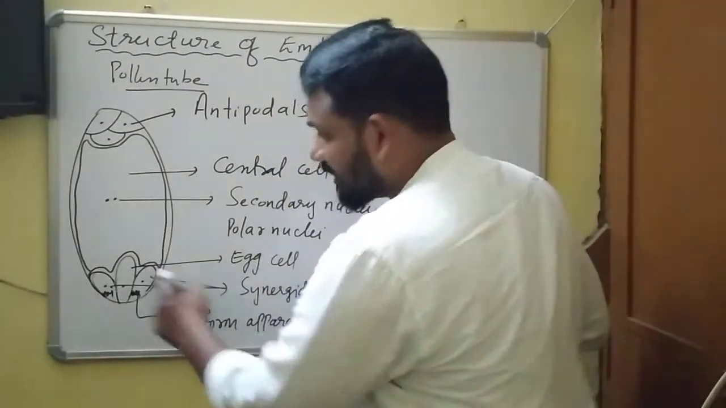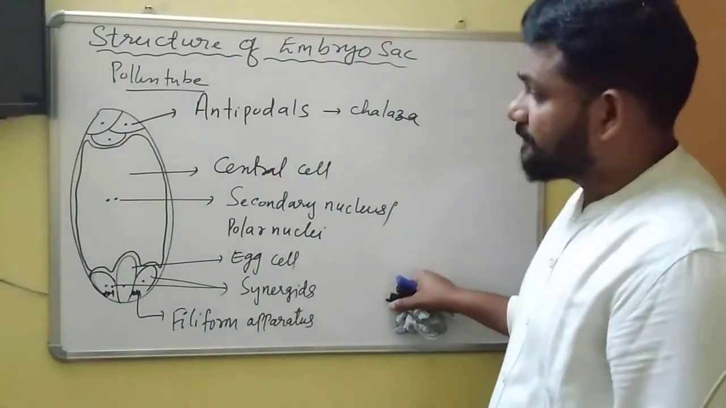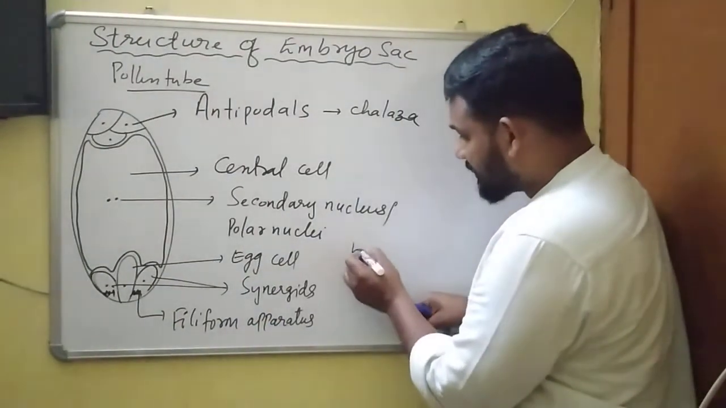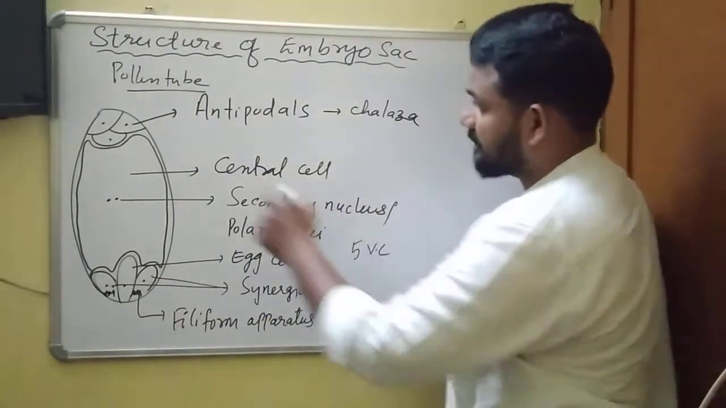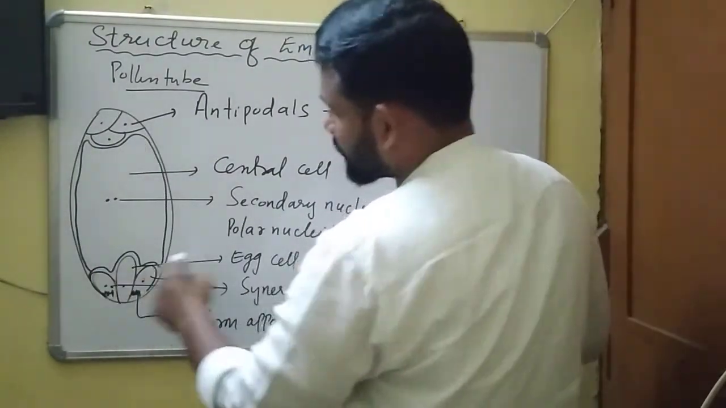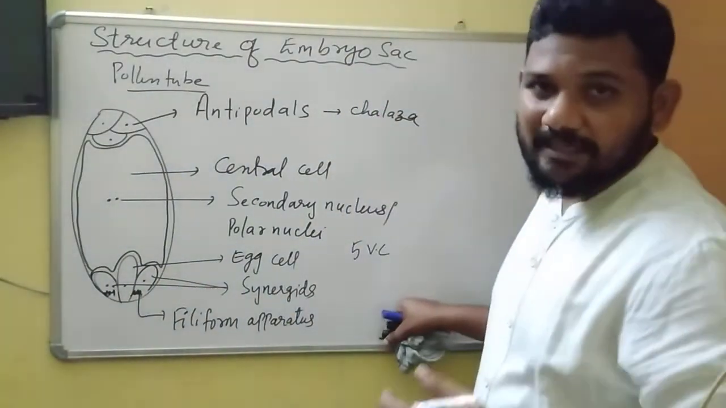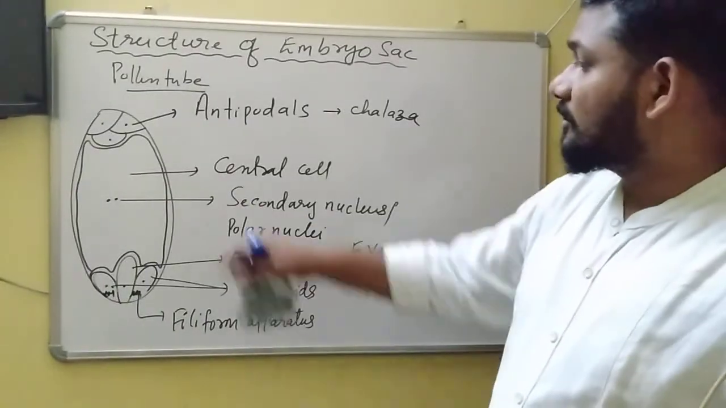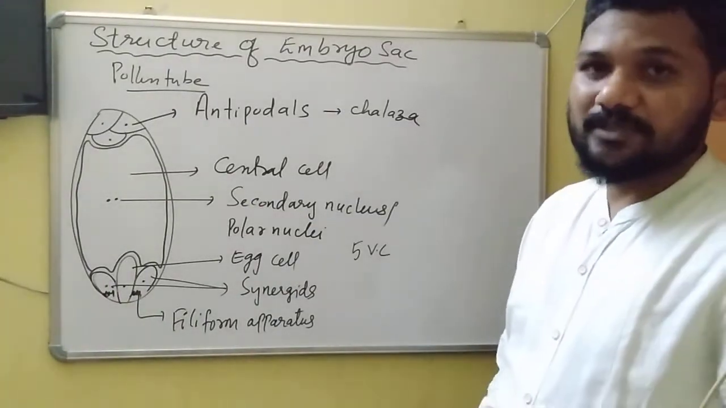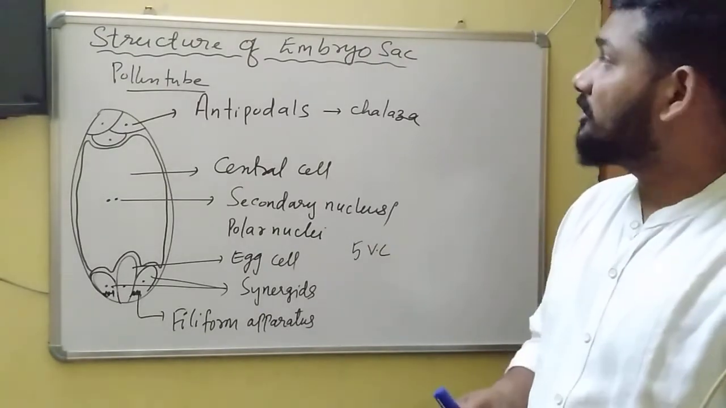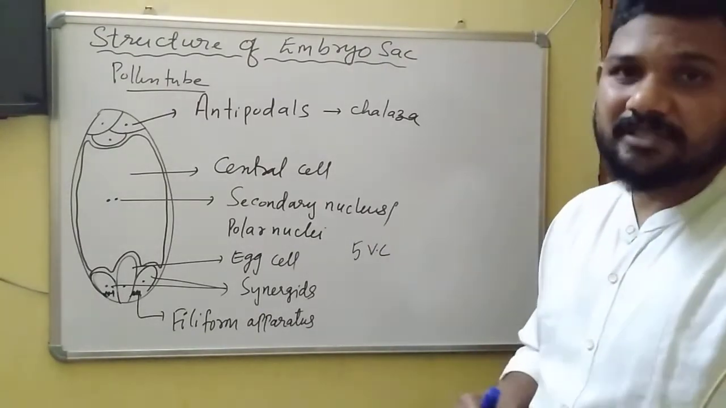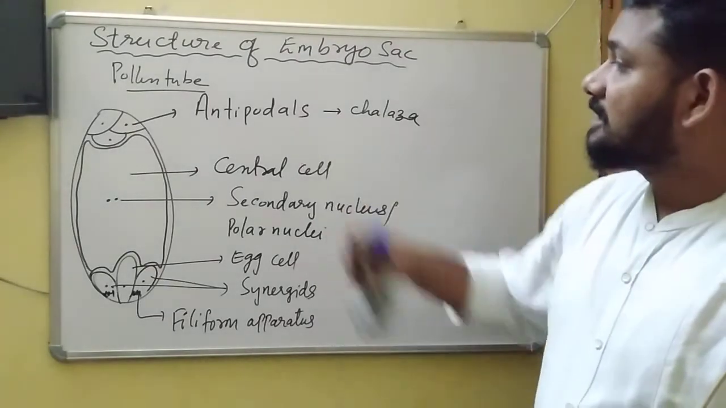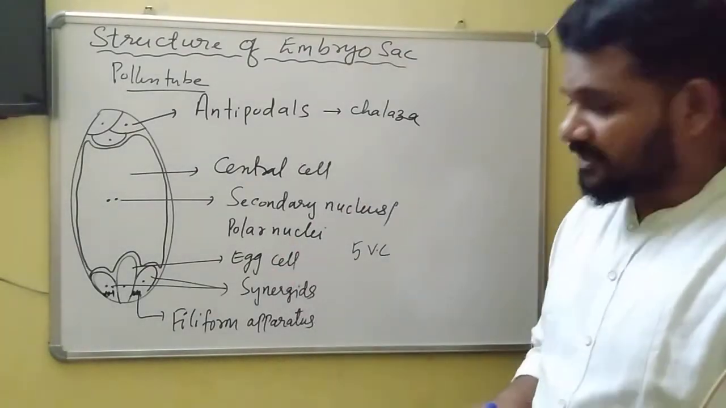These two synergids are also called vegetative cells. That means this female gametophyte has a total of 5 vegetative cells, 3 antipodals and 2 synergids, because after fertilization they degenerate. They do not take part in fertilization, hence they are called vegetative cells. So the female gametophyte or embryo sac has how many vegetative cells? 5 vegetative cells: 3 antipodals and 2 synergids.